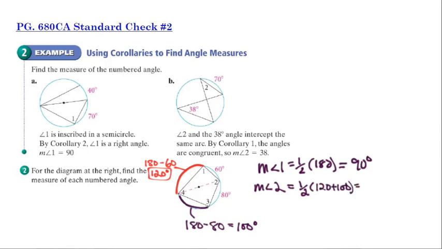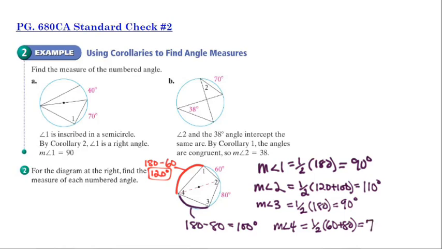Measure angle 2 is half of 120 plus 100. It's this whole arc here, and it's going to be half of that because that's what it intersects. So I get 110. Measure angle 3 is half of 180 again. It's going to be 90 degrees. It's a right angle. And then measure of angle 4 is half of 60 plus 80. So I get 70 degrees for that one.